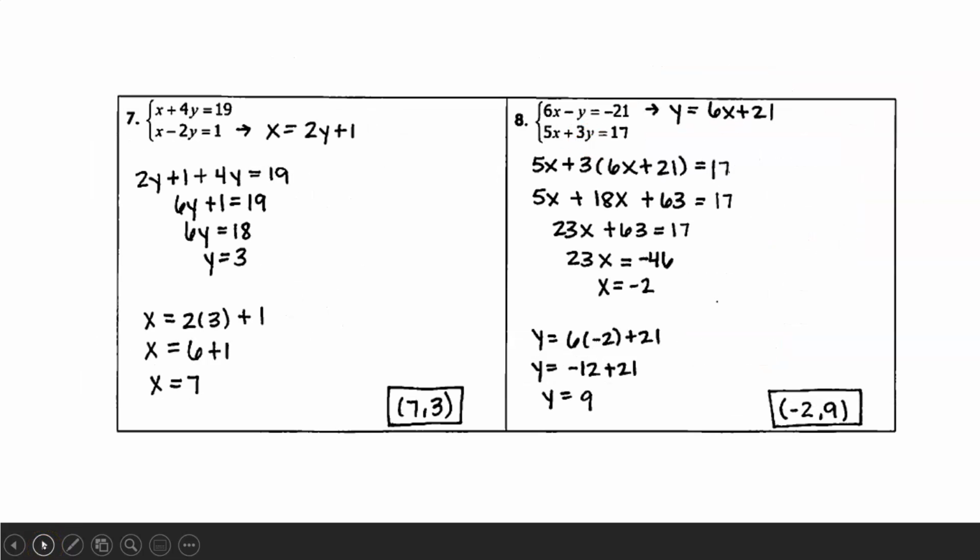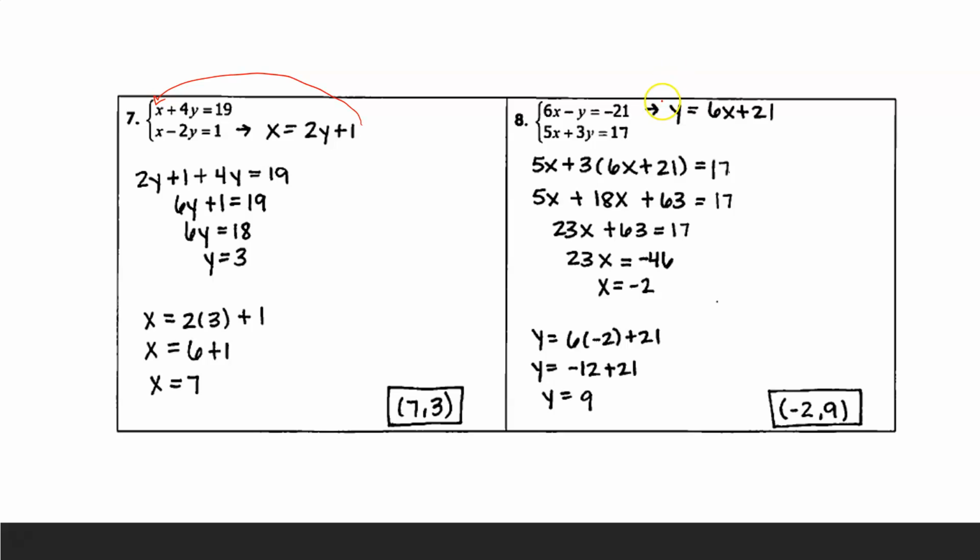This is substitution again. So in order to do that, I isolated one of the x's. I did the second one, x equals 2y plus 1. Then plugged it in up here for the x. I solved for y, I got 3. And then I plugged it into the other one, solved for x, and got 7. So my point is 7, 3.